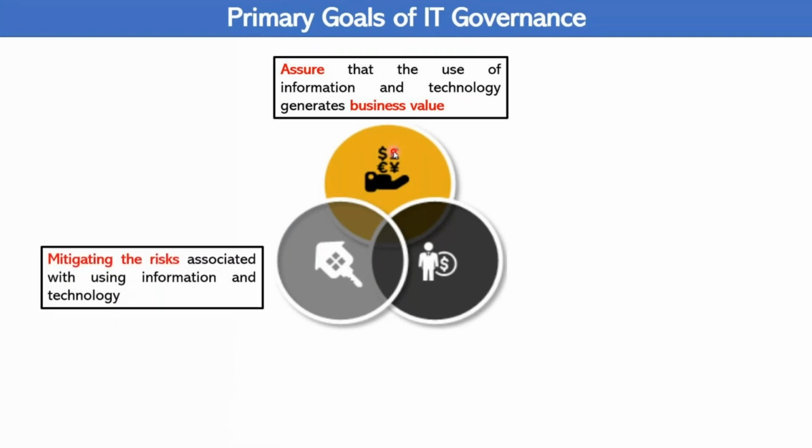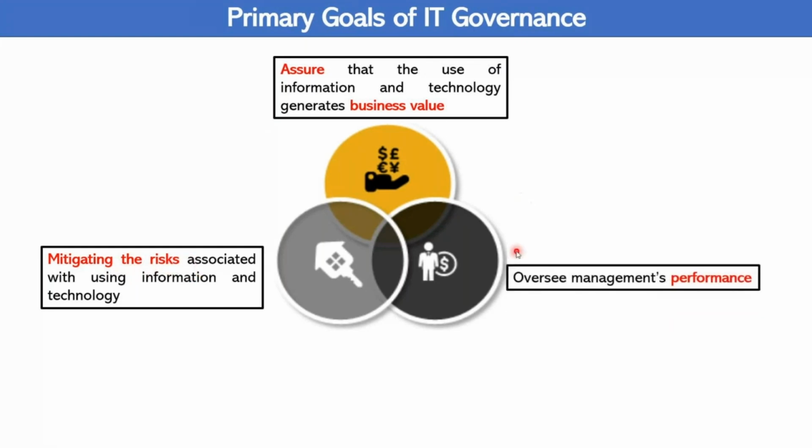Second, mitigating the risk associated with using information and technology. When I say mitigating, it means taking some action, some response, to address the risk. The third one is to oversee management's performance. Unless you oversee or monitor the performance, how will you come to know what improvements are required? So, a very interesting slide. The next one.